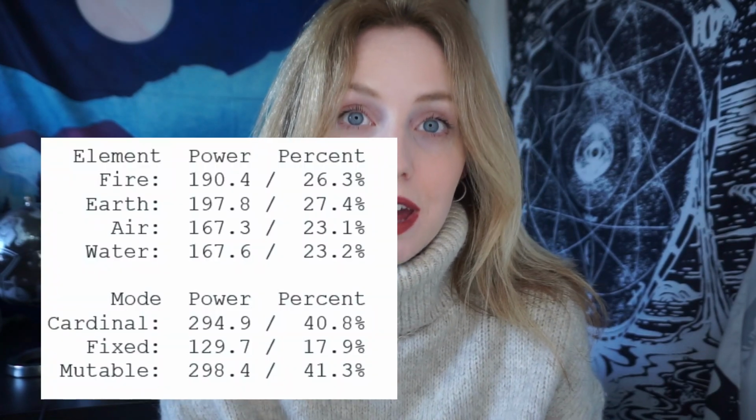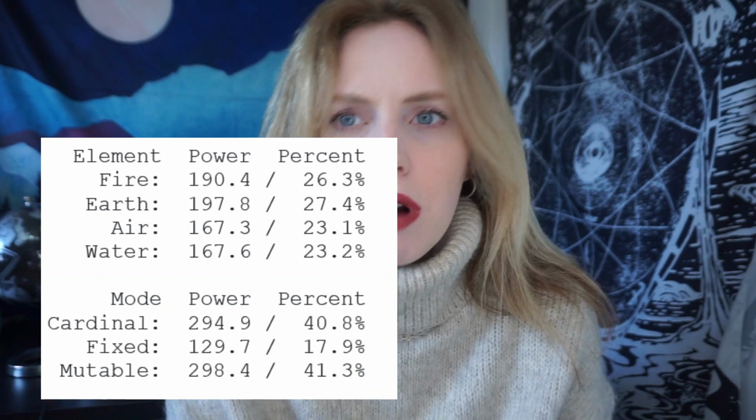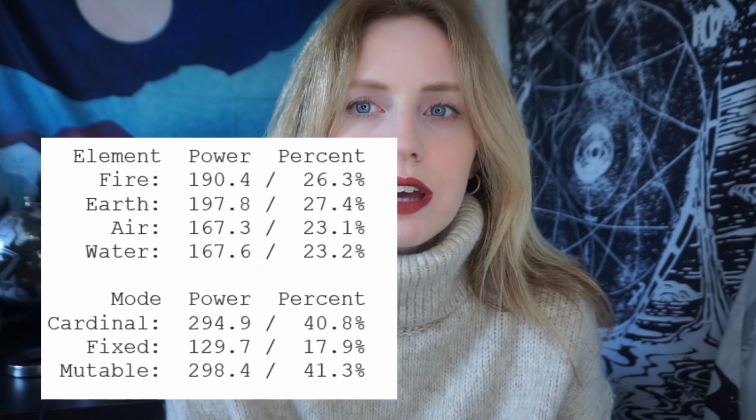What about the modalities, Hannah? Well, same thing. Now, in the case of this chart, the elements are pretty well balanced, okay? As you can see here from what I'm showing you. It's not like I have only 10% water and then the other elements are really high.